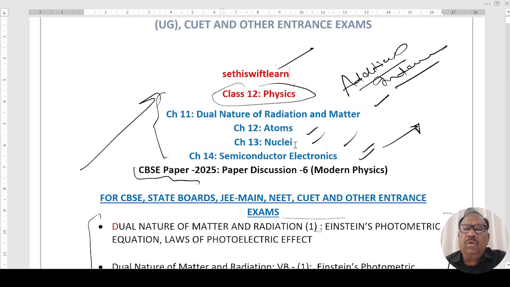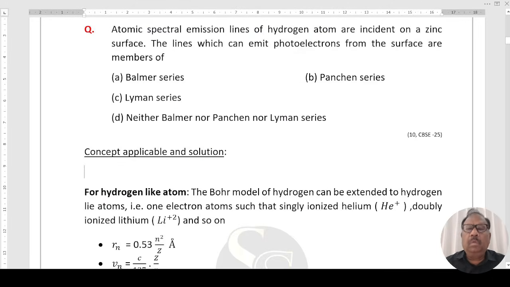Now let's start with the question and concept with additional information. Question is, atomic spectral emission lines of hydrogen atom are incident on a zinc surface. The lines which can emit photoelectrons from the surface are members of. Four options are given, one of the options is correct.